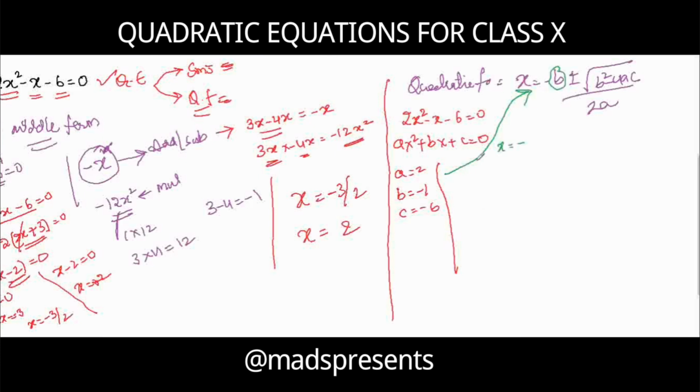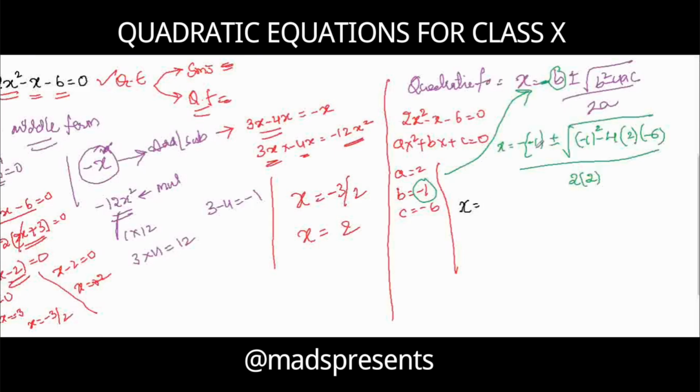We get x is equal to, already minus is there. What is my b value now? The b value is minus 1. See, in the formula we have minus, and again here the b value has one more minus. So it will be minus 1 plus or minus under root b square, which is minus 1 square, minus 4, a is 2, c is minus 6, by 2 into a, and 2 into a value is 2. Done. The sum is almost done.